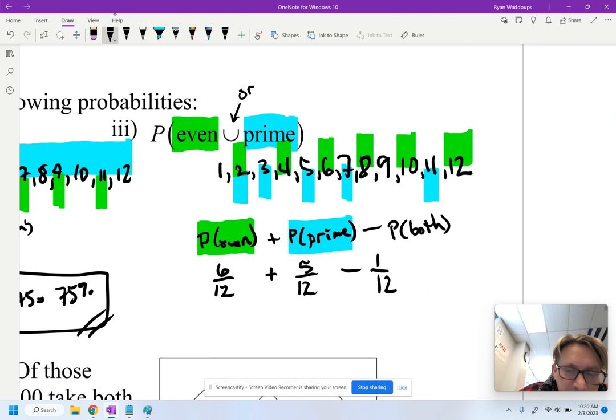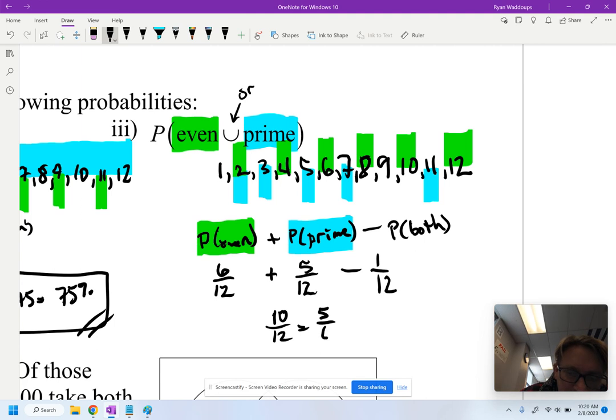So we've got 6 plus 5 is 11, minus the 1 would be 10. 10/12 simplifies to 5/6, and 5 divided by 6 is approximately 0.83, which again then would be approximately 83%.